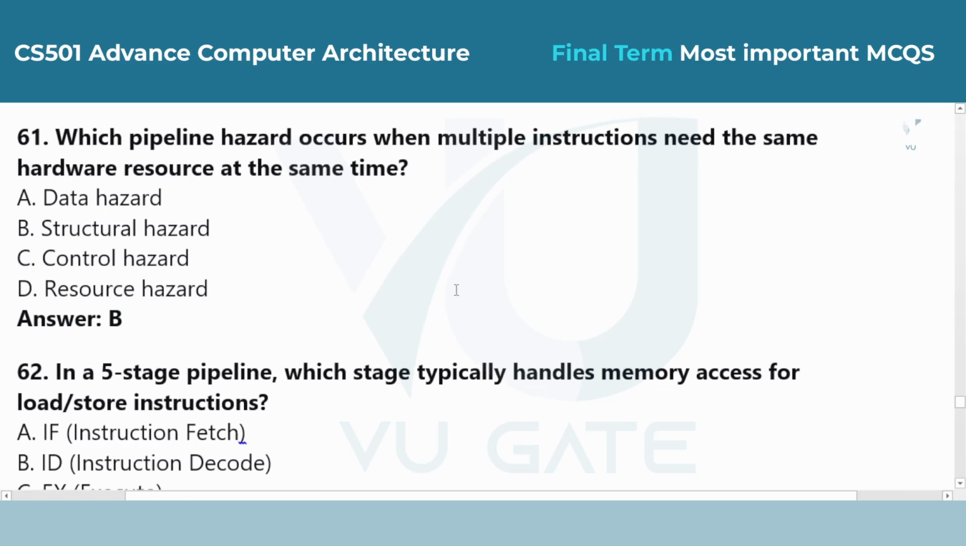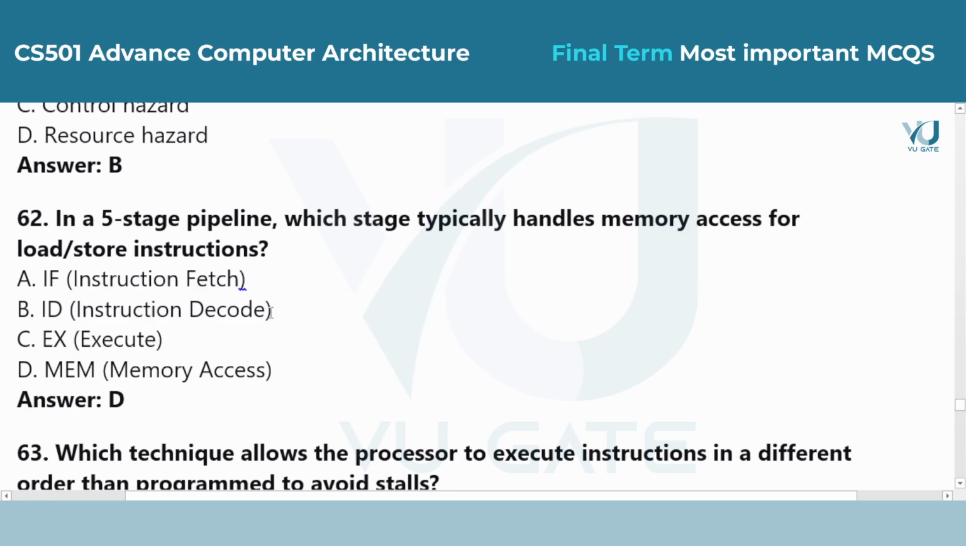61. Question: which pipeline hazard occurs when multiple instructions need the same hardware resource at the same time? Answer: B. structural hazard. Concept: this is a hardware conflict where 2 instructions might try to use the same ALU or memory port simultaneously.